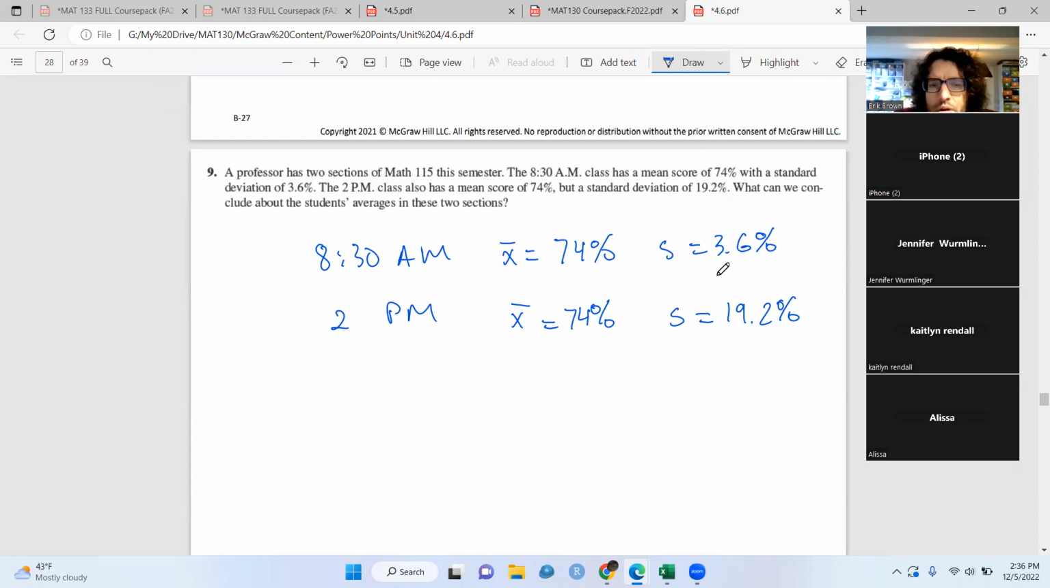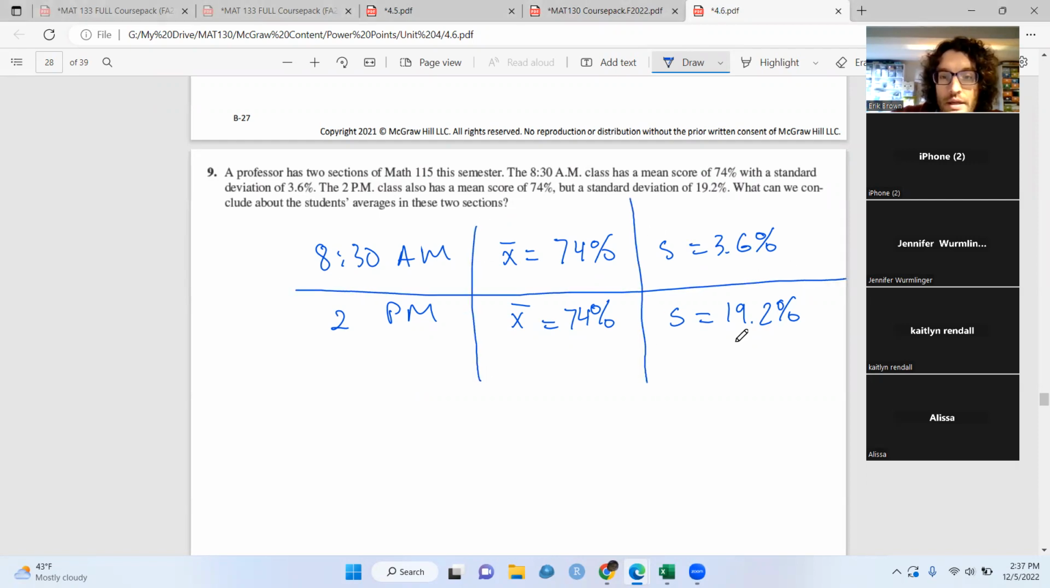So which class do you want to be in and why? Ignoring the times, right? Because we'd all rather be in the 2 p.m. class than the 8:30 a.m. class because of the morning section, right? So there is no right or wrong answer. What does the small standard deviation tell us about most of the scores of the 8:30 a.m. class? Like what's happening with those students?